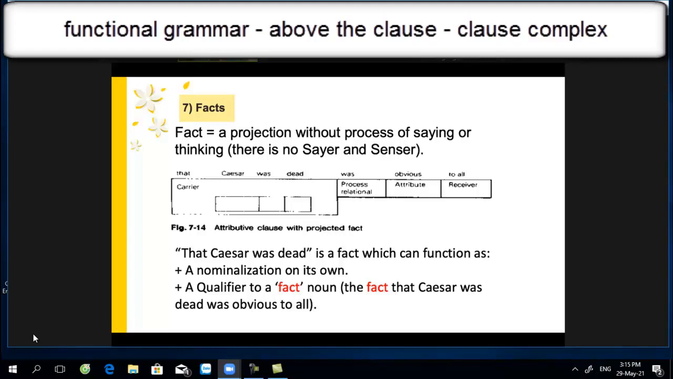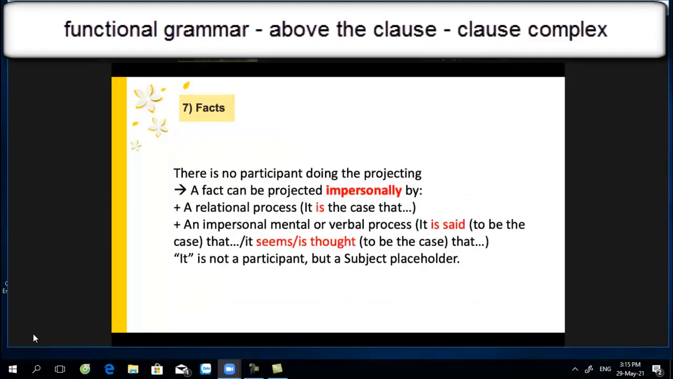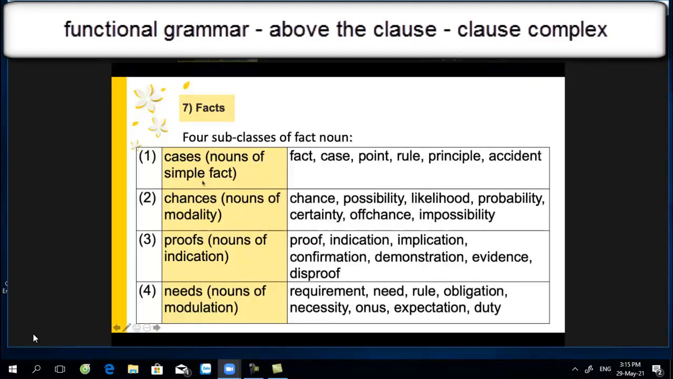There is no sayer, no senser here. No one says that. Because there is no participant, a fact can be projected impersonally by using the subject it. It's not a subject anymore. Dr. Halliday called it a subject placeholder. Yeah. We can use a relational process to report it, like it is the case that, or we can use impersonal mental and verbal, like it is said to be the case that, or it seems, it is thought to be the case that. Yeah. And these are the 4 subclasses of the fact now. If you use simple fact, we have did this, we have modality, we have did this, and proof, and needs that. Yeah, you can see it later.